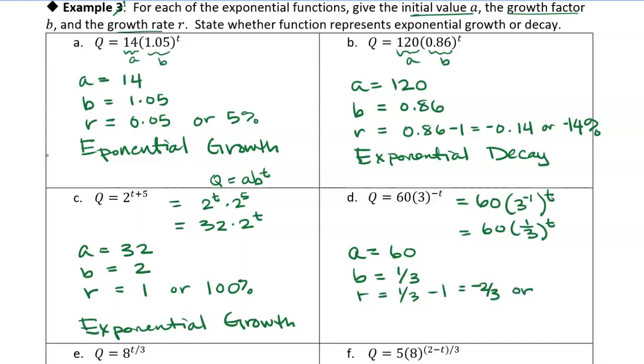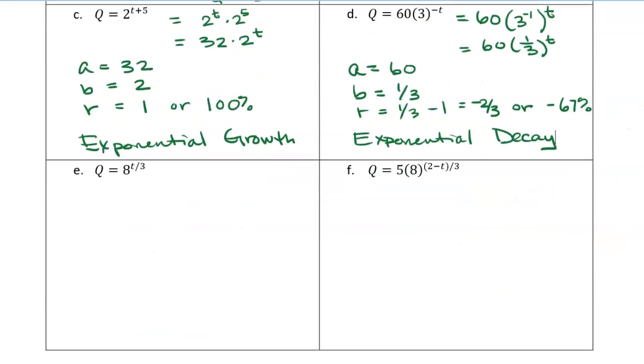Or we could write it as approximately a negative 67%, if we round it off. So our r is negative 2/3, and so our growth rate is negative, so we don't have growth, we have decay. So exponential decay. Alrighty. Got a couple more. They get a little tricky. You just need to remember how exponents work, and that's the key.